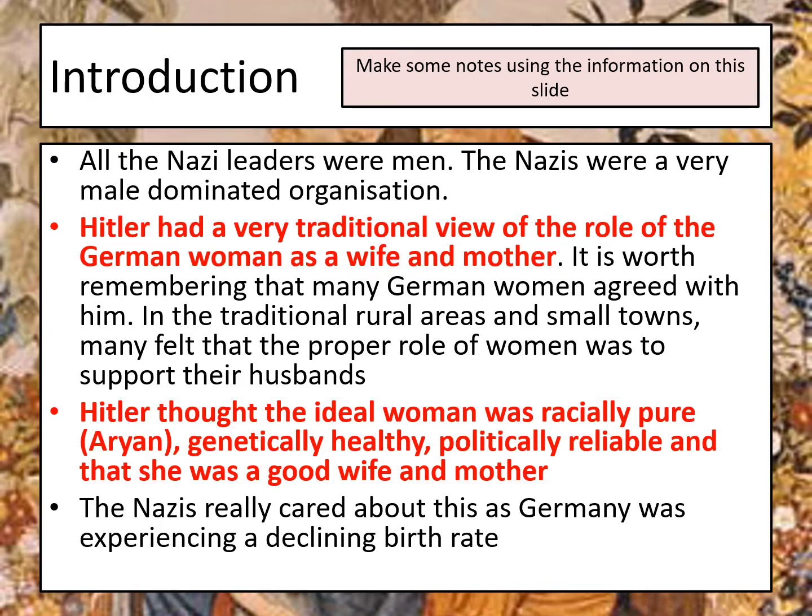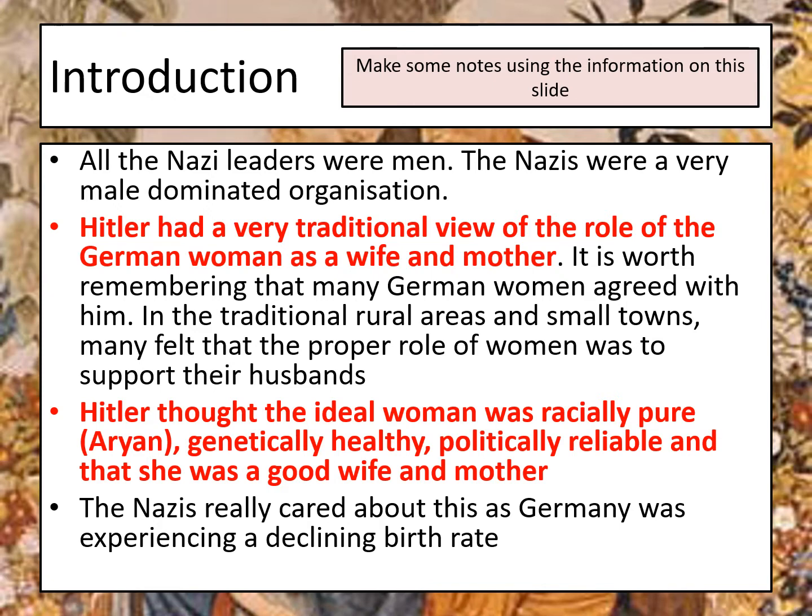For Hitler, as we've mentioned already, he believed that women should be a wife and a mother, but he also believed that they needed to be Aryan, so in their mind, essentially racially pure, somebody that is of Germanic origin, somebody that is genetically healthy and able to have healthy children, politically reliable, as well as being a good wife and mother. The Nazis really cared about this at this point because they were experiencing a declining birth rate and they were worried about the future of their 1,000-year Reich.